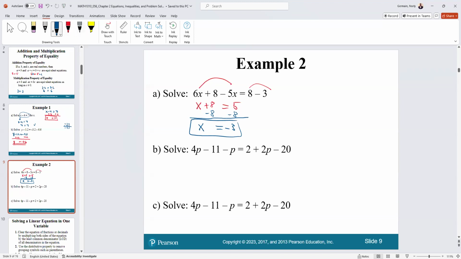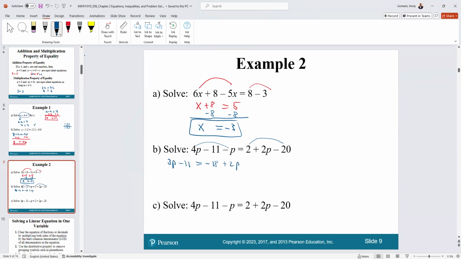All right, other examples to follow. In this case it is B. First of all, combine like terms. We're going to combine the p's on the left. 4p minus 1p gives me 3p, minus 11 on the left. On the right, we can combine the constant terms. 2 minus 20 gives us negative 18, plus 2p that we cannot get rid of.